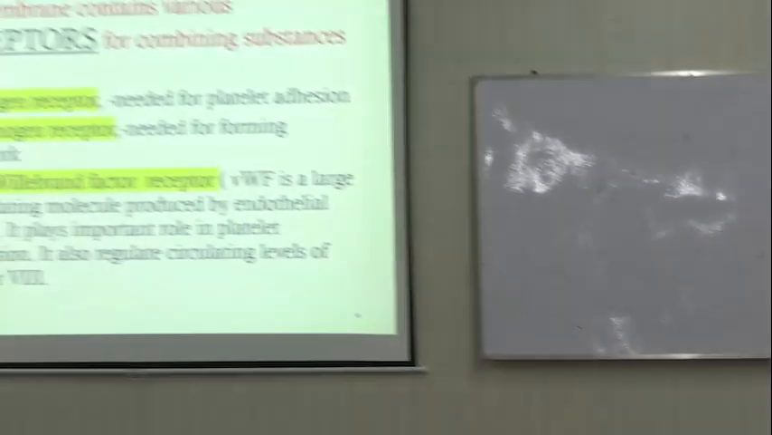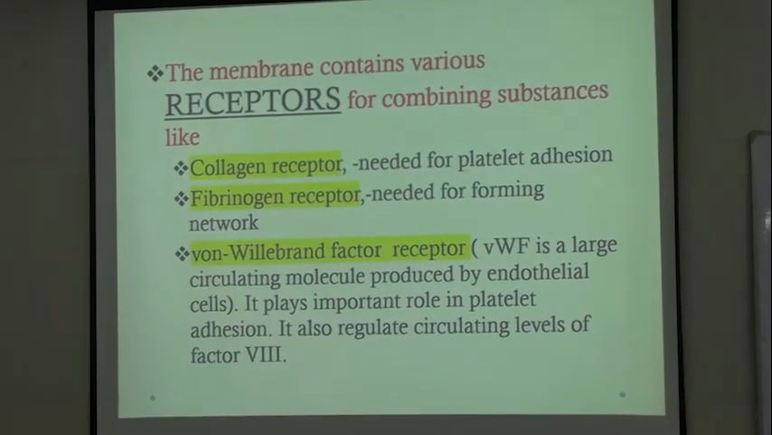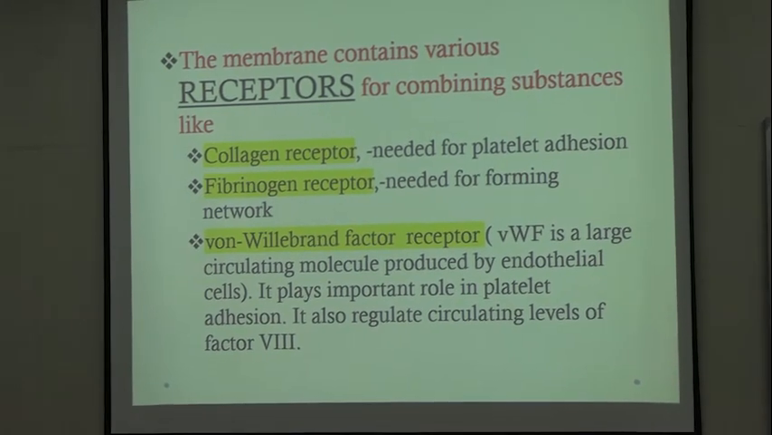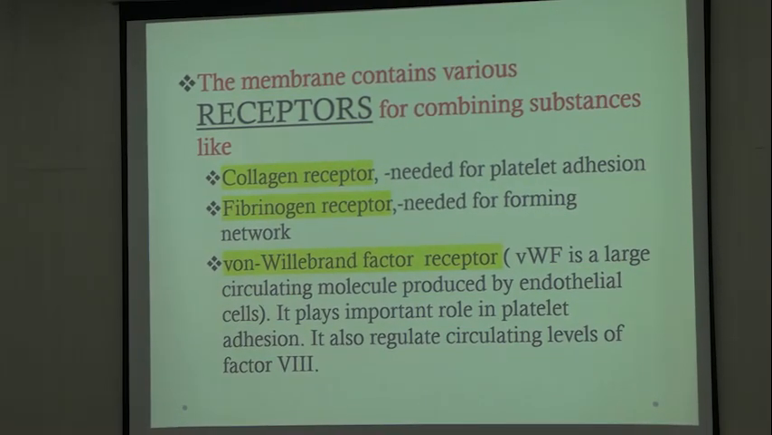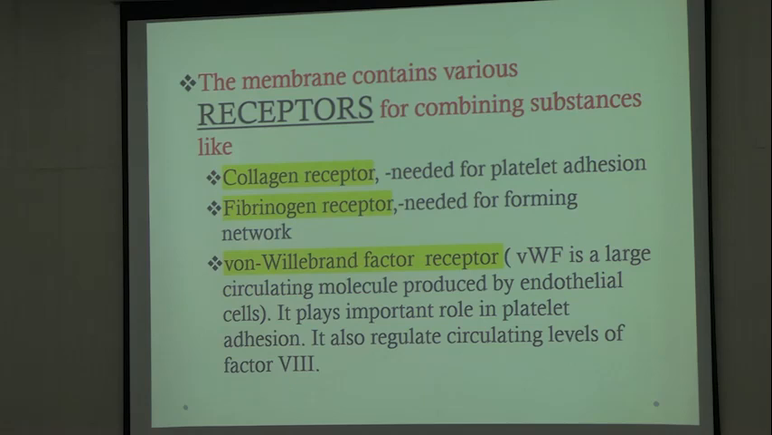These are collagen receptors, fibrinogen receptor. And remember this, very important. What happens when this factor, VWF factor, is absent in platelets? What is its function? That's why it is important. What is the spelling? Von Willebrand factor.